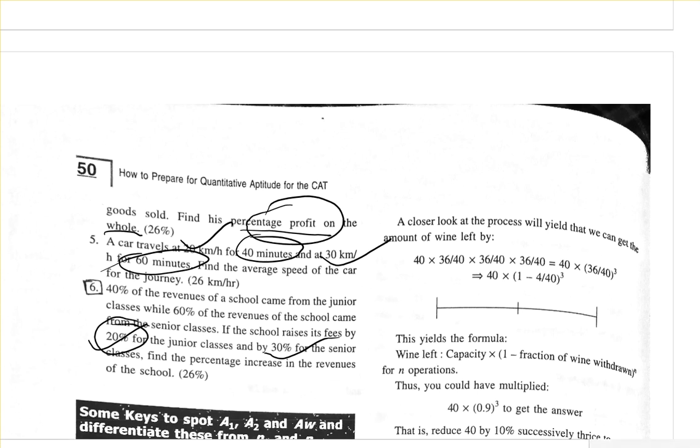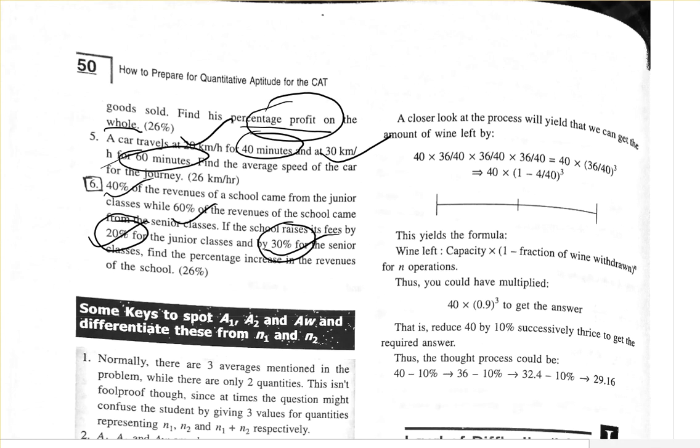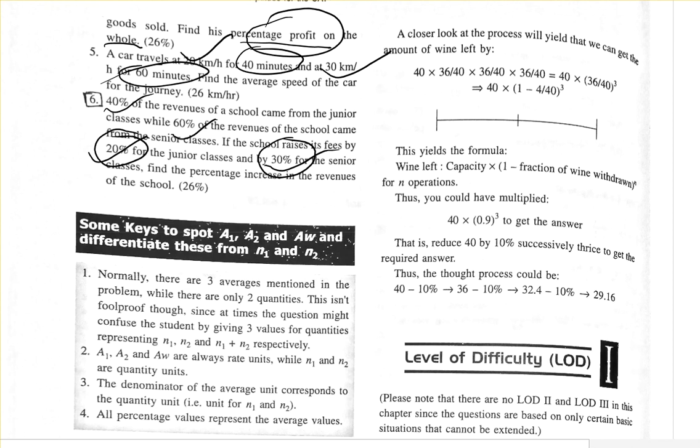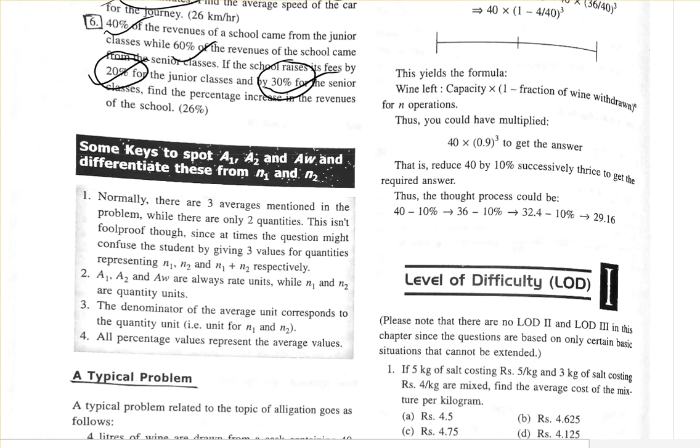So this is A1, this is A2, obviously the remaining are N1 and N2. And then they have told some keys to spot A1, A2, AW, and differentiate these from N1 and N2. That is very important. That's what I was telling you.